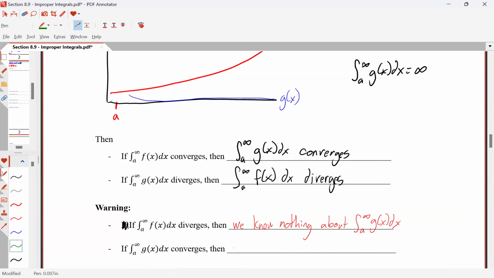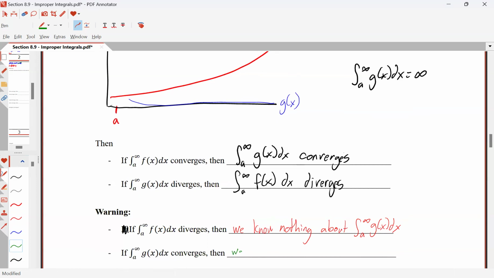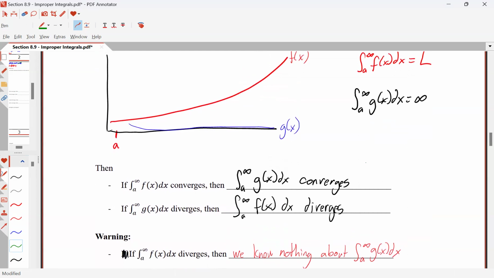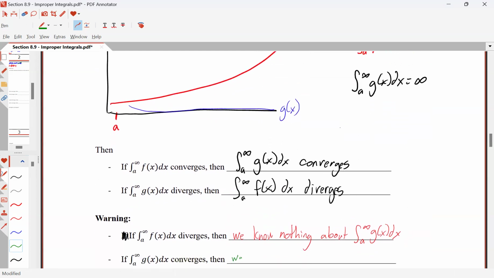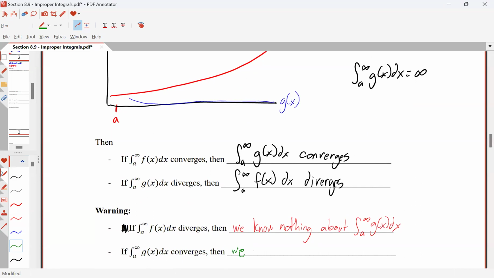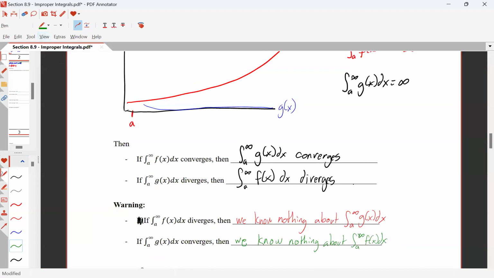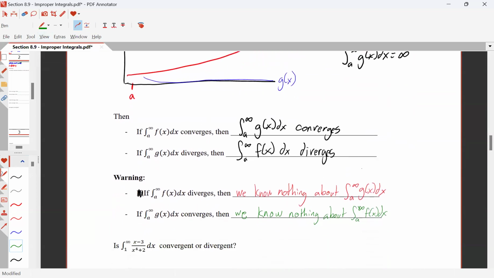And if g of x converges, well then, our small thing could just be the zero function. If the zero function has an integral that converges, I know nothing about any other function that's bigger than that. So if the small function has an integral that converges, then we know nothing about the integral of the bigger function. So that is the comparison test, and we're going to take a look at an example of how this works.